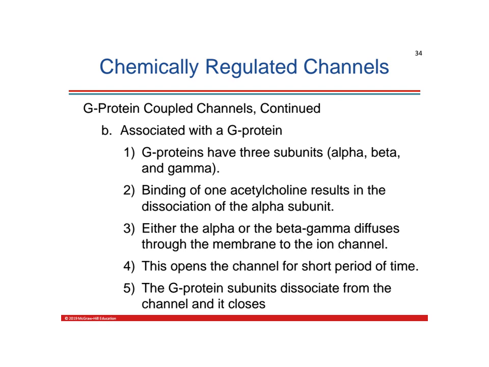So the G proteins, as I said, have 3 subunits, the alpha, beta, and gamma. Binding of one acetylcholine molecule results in the dissociation of the alpha subunit. And either the alpha or the beta or gamma can then diffuse through the membrane. They can translocate laterally to an ion channel. This can then open a channel for a short period of time. The G protein subunits then dissociate from the channel, and then the channel closes. And we'll talk a little bit more of how this occurs in a second.